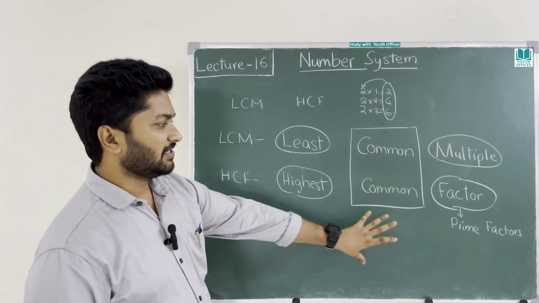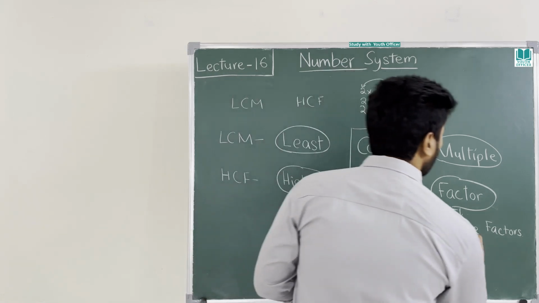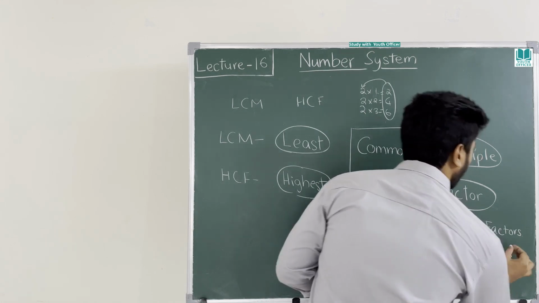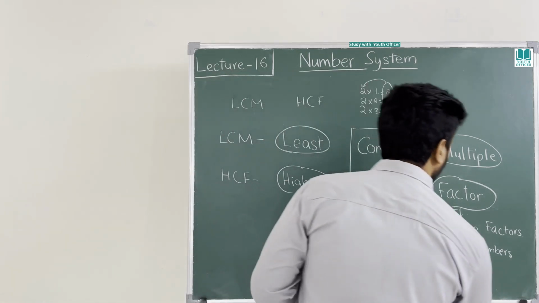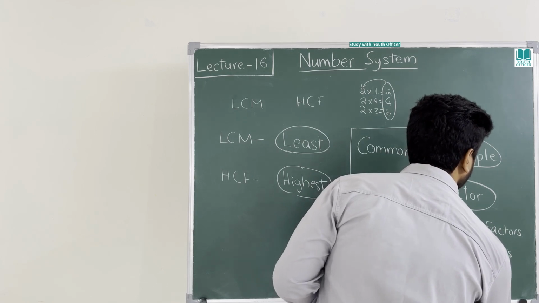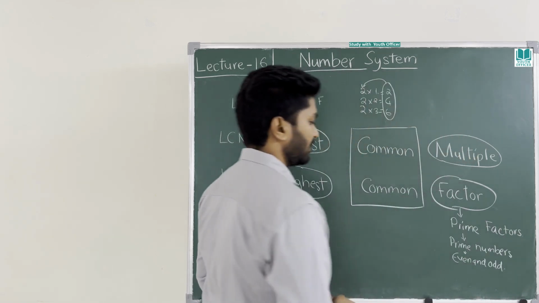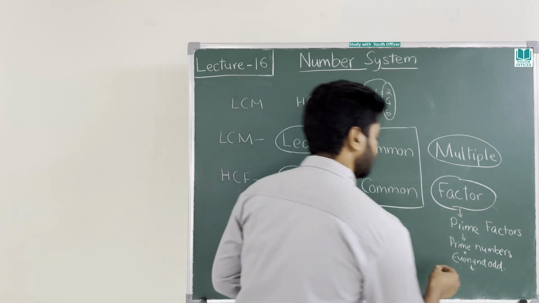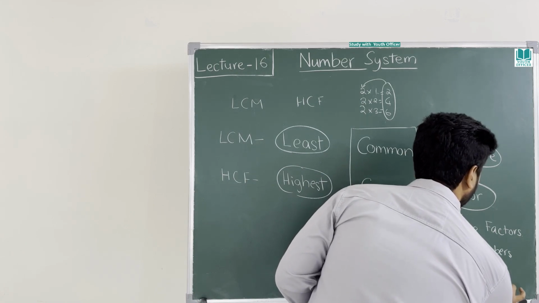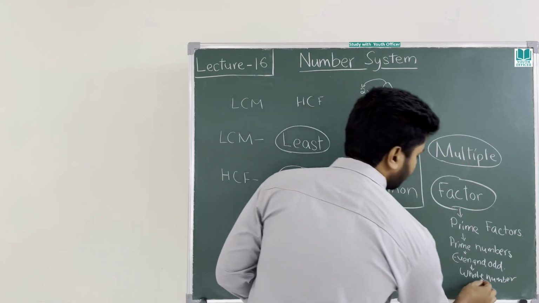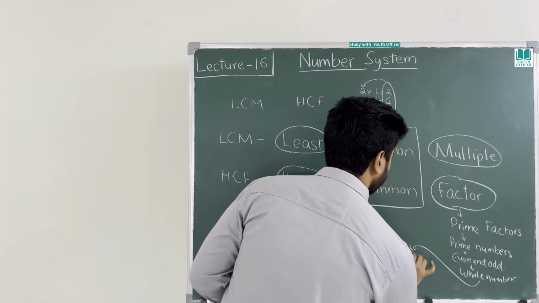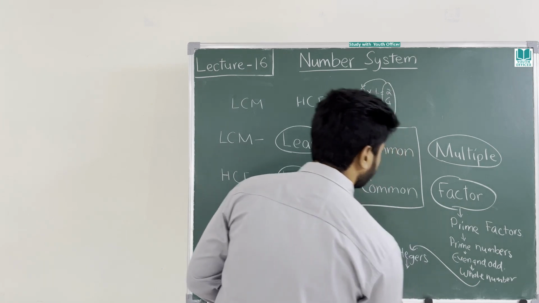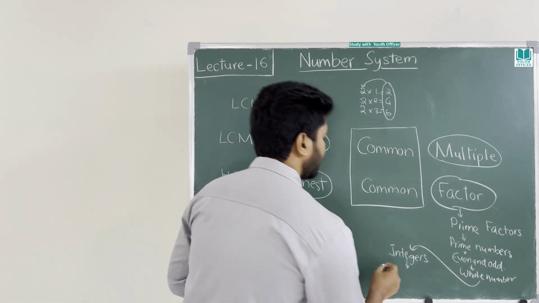Okay, prime factors. If you want to know the prime factors, first of all, you should know what prime numbers are. If you want to know prime numbers, you should know even and odd numbers. If you want to know even and odd, it will come from whole numbers. Whole numbers come from integers. Integers come from the number line.